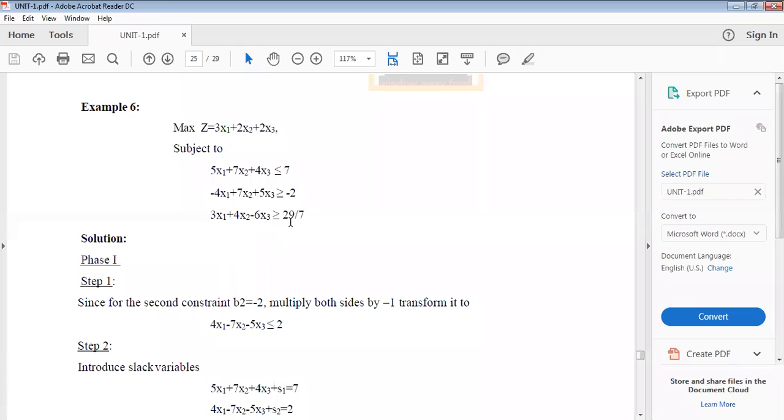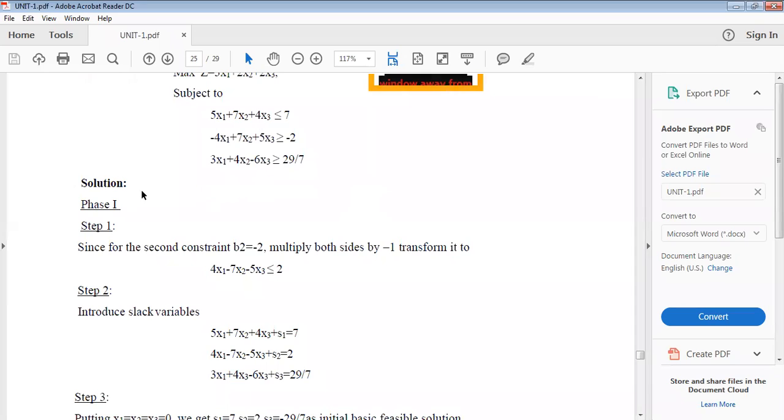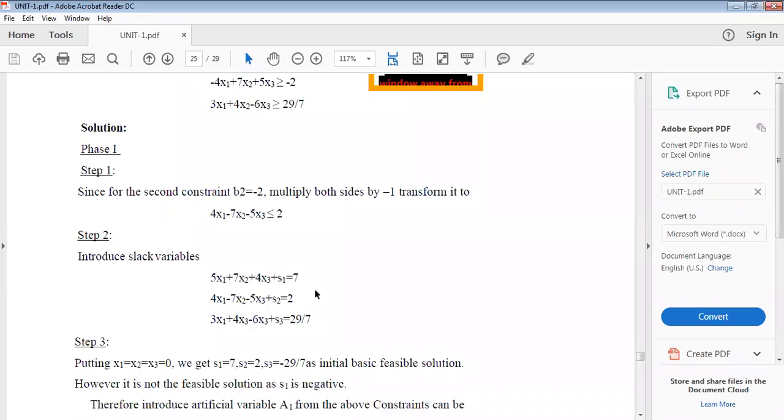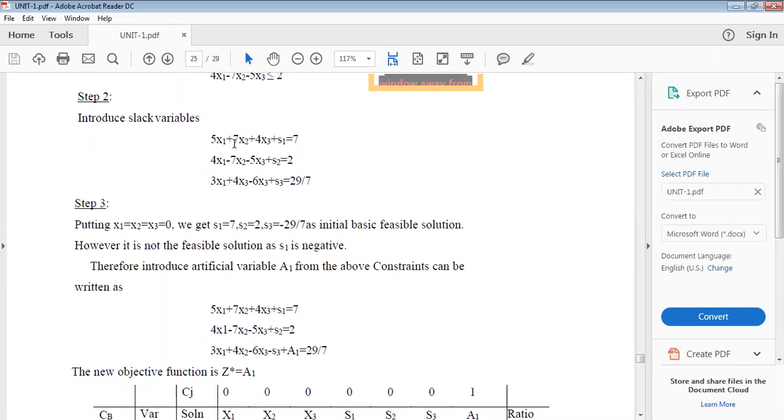So M does not appear here, whereas in the big M method, M will come. So that is the difference between the big M method and this two-phase method. Here he has given it simply, just to understand, for the second constraint, minus 2, multiply by minus 1, less than or equal to, introducing slack variables. So plus S1, plus S2, and sorry, it is not plus S3, it has to be minus S3 plus A1.